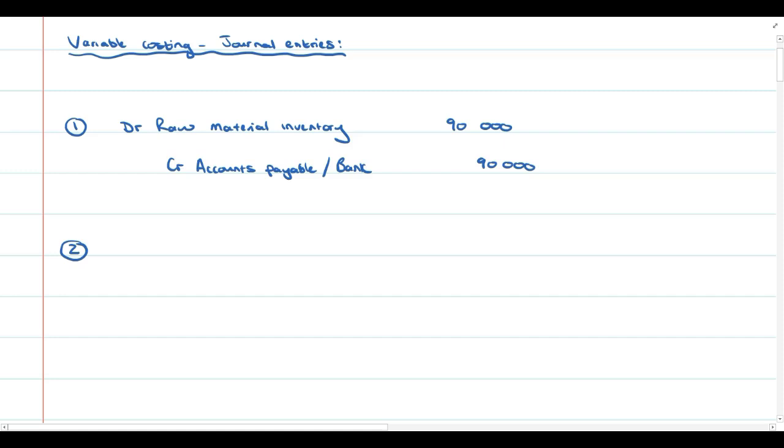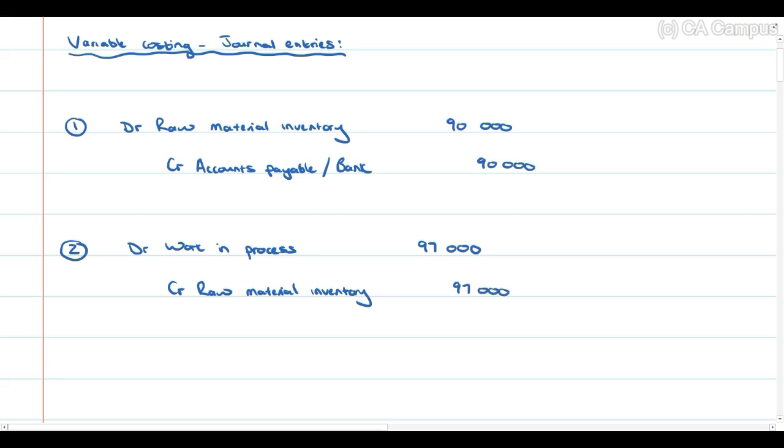Then in addition to purchasing raw material, they also issued that raw material into production. So we need to take it out of raw material inventory. We credit our raw material inventory. And when we issue raw material inventory into production, we take it to work in process. And that was 97,000 Rand. Your journal narration would be, this is the issue of raw material inventory into production.